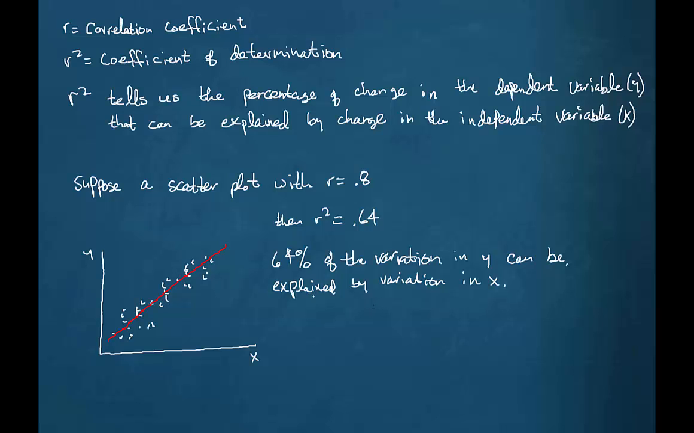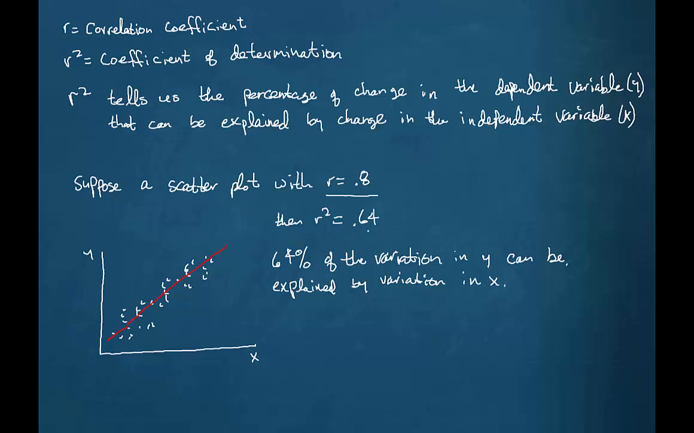R is the correlation coefficient, and R squared is the coefficient of determination. R squared tells us the percentage of change in the dependent variable, y, that can be explained by change in the independent variable, x. Let's suppose that we have a scatter plot that looks like this one. And for this particular set of correlated data values, we have an R value of 0.8.